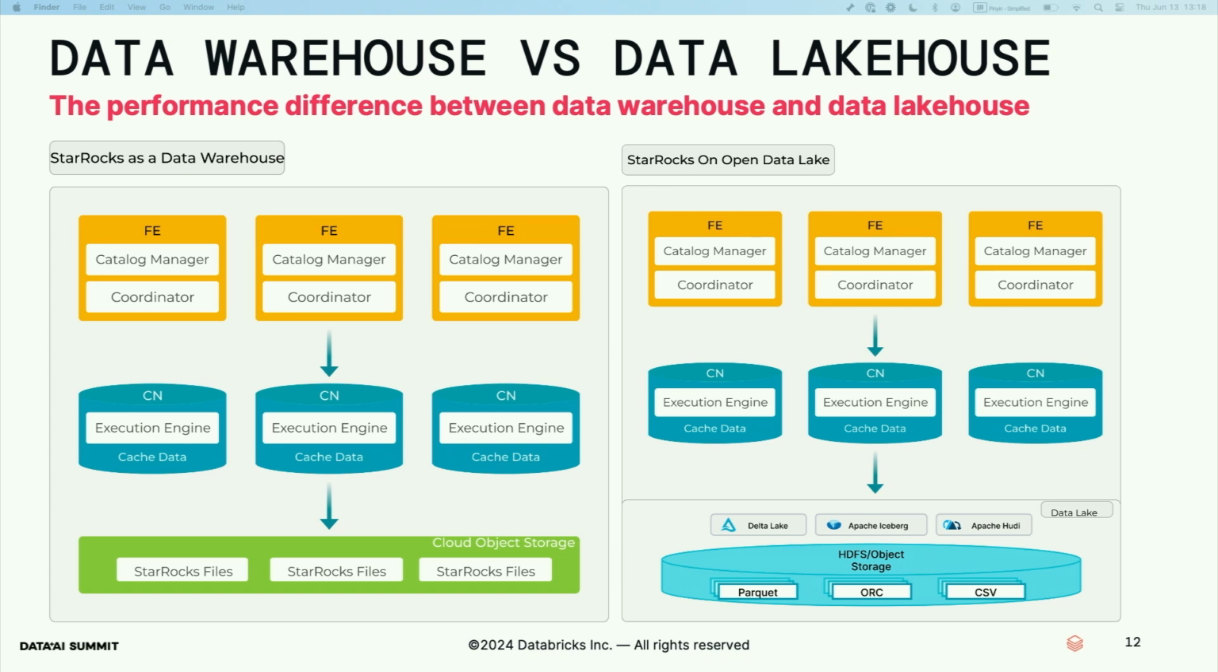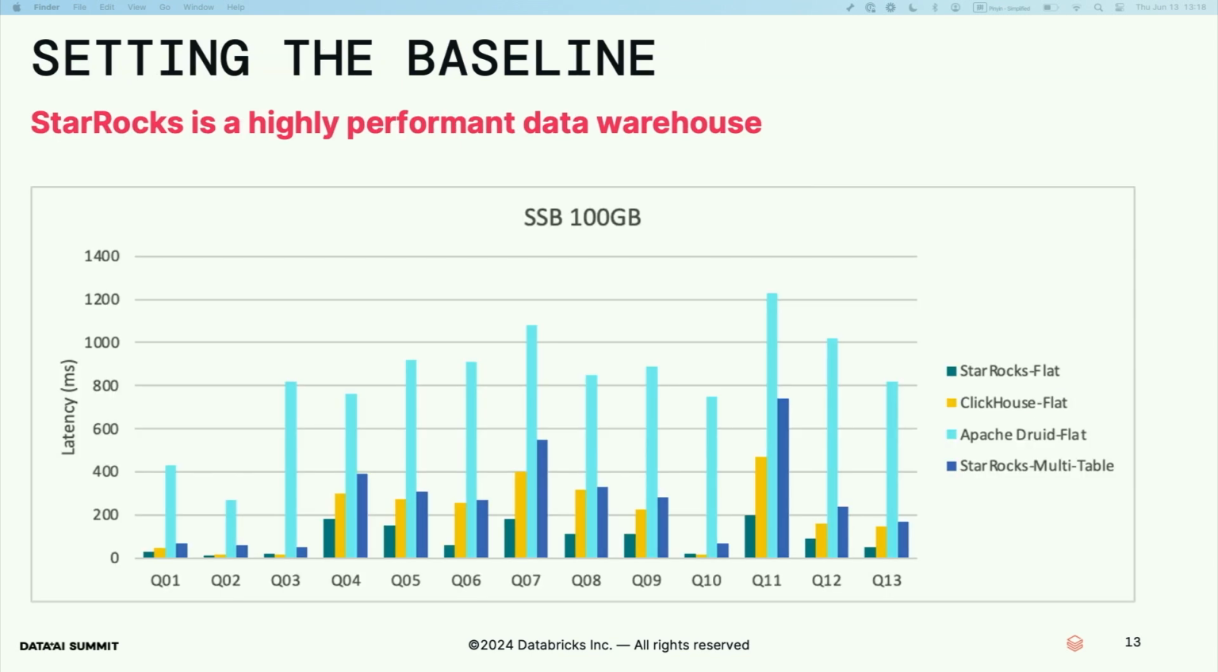Or you can swap the storage engine out with the lakehouse engine, with something like Delta Lake with the Unity catalog. And you can run queries directly against your Delta Lake managed Parquet files, basically as a query engine on the lakehouse. So let's compare the two. Let's first set the baseline.